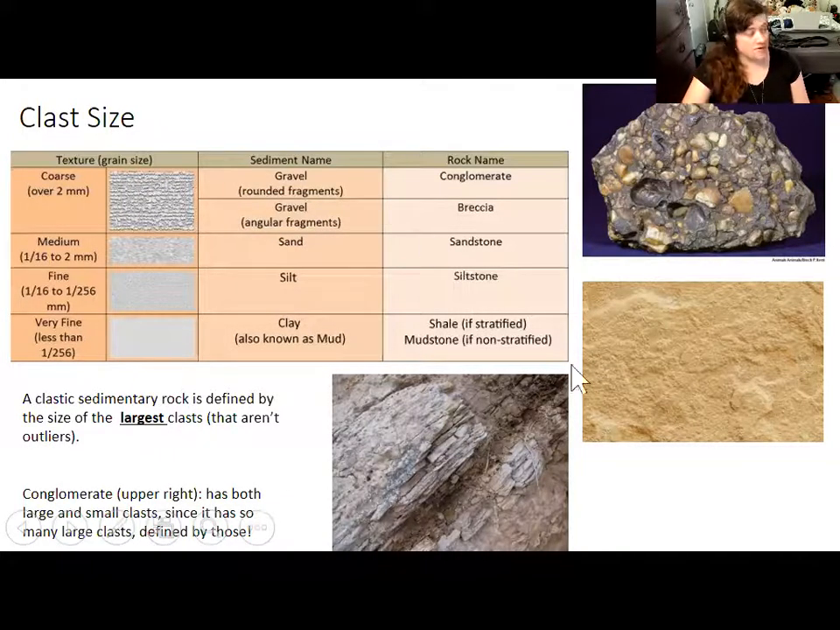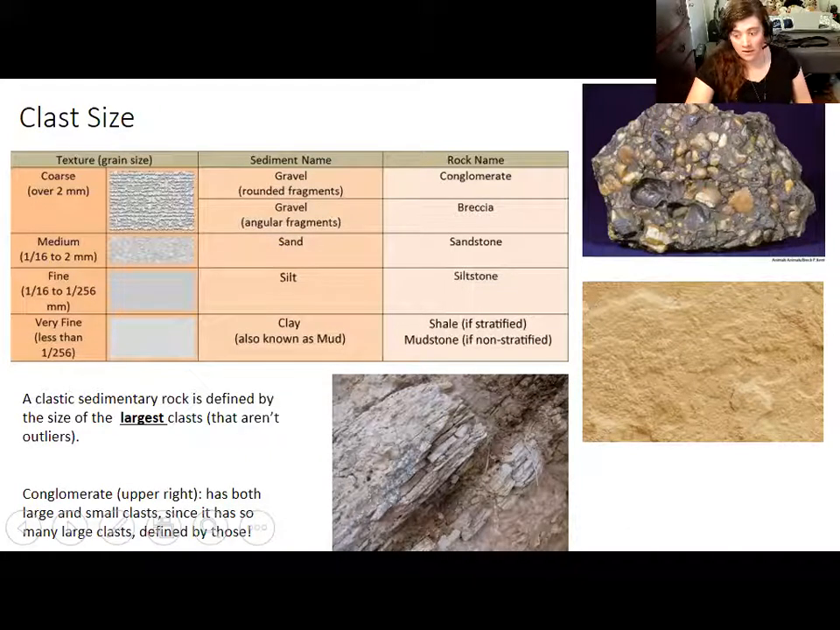The clastic sedimentary rocks are going to be defined by what the largest particles are. Not counting outliers, like sometimes you'll have something called a sandstone that has maybe one small pebble in the area shown in this picture. But in this case, you can see that there's a lot of pebbles. It's not just one, it's mostly made of pebbles, and then there's mud and sand kind of gluing it together.